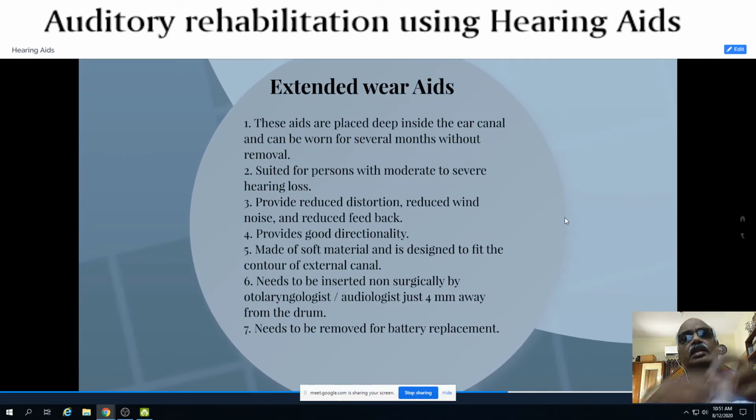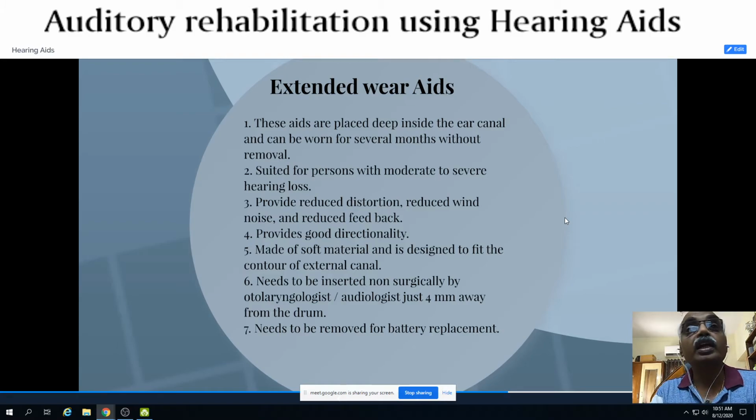Now let me introduce another concept: extended wear hearing aids. Here these hearing aids are placed deep inside the external auditory canal. How deep? They can be placed as deep as just 4 millimeters away from the eardrum. So that is the amount of proximity they can go into the external auditory canal.